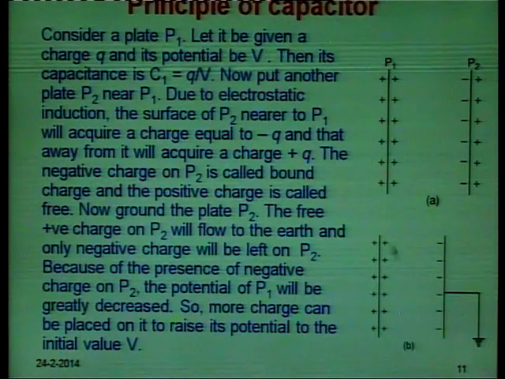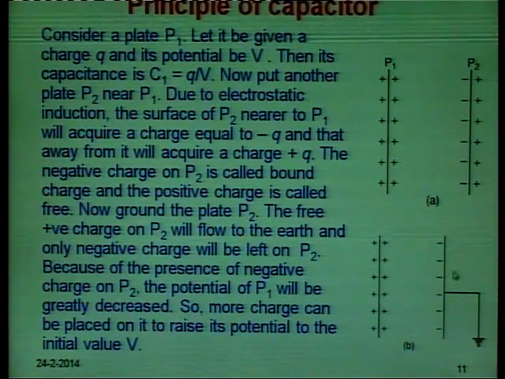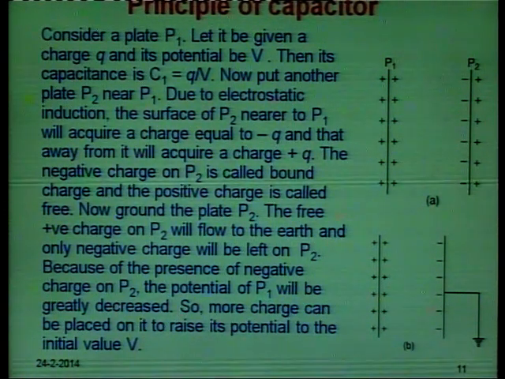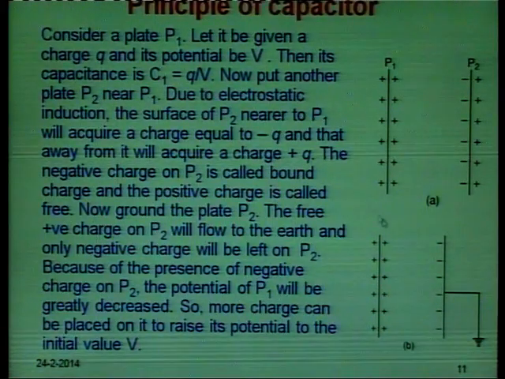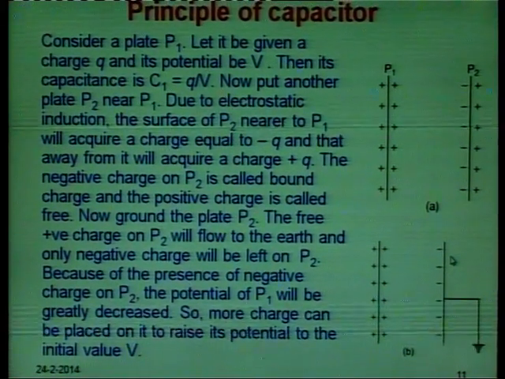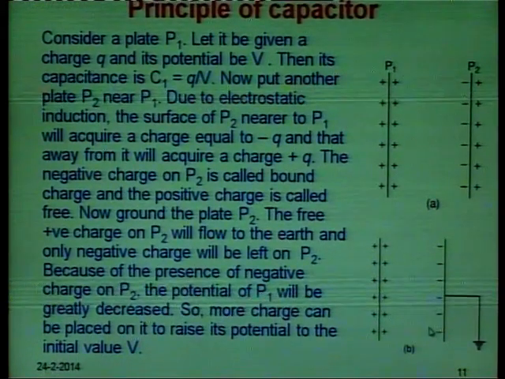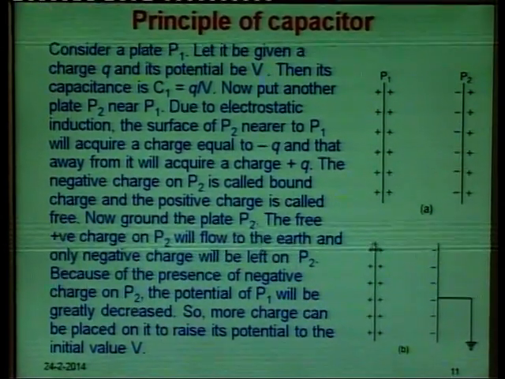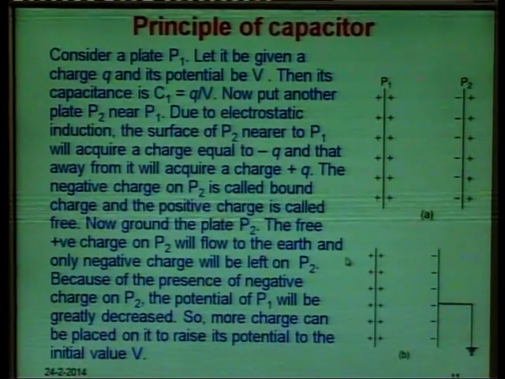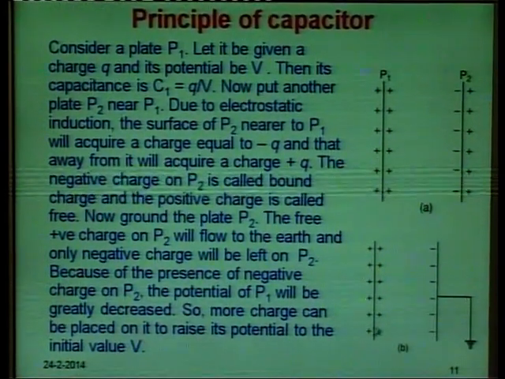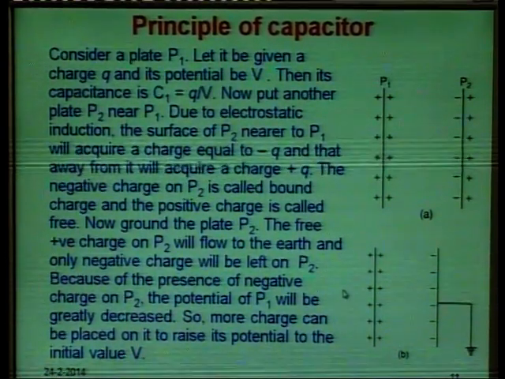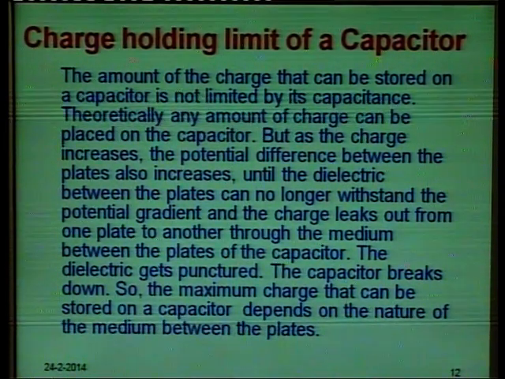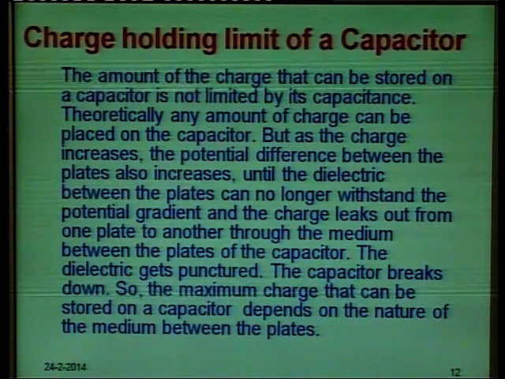When you supply more charge to this plate P1, it will induce again a negative charge on the inner side of plate P2 and positive charge on the outer side of plate P2. Again, this larger charge that gets induced will decrease the potential. So, this way you can put any amount of charge on the capacitor, but this is the ideal condition. The amount of charge that can be stored on a capacitor is not limited by its capacitance.